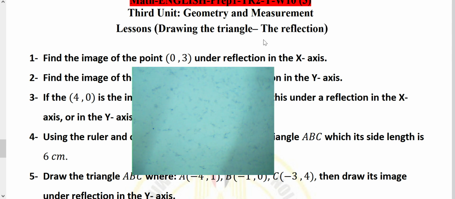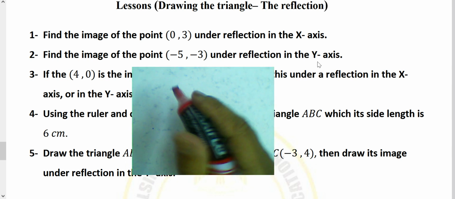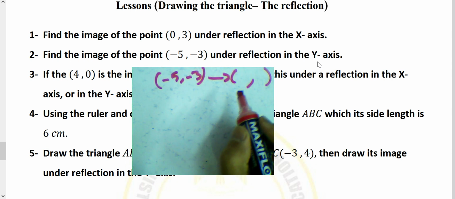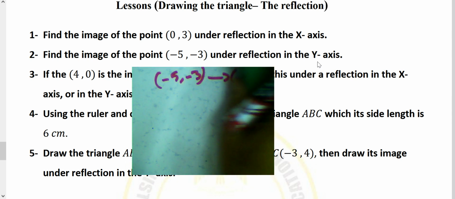Next question. Find the image of the point -5 and -3 on the reflection in y-axis. Reflection in y-axis, we must put y and change the sign of x. The result will be 5 and -3.